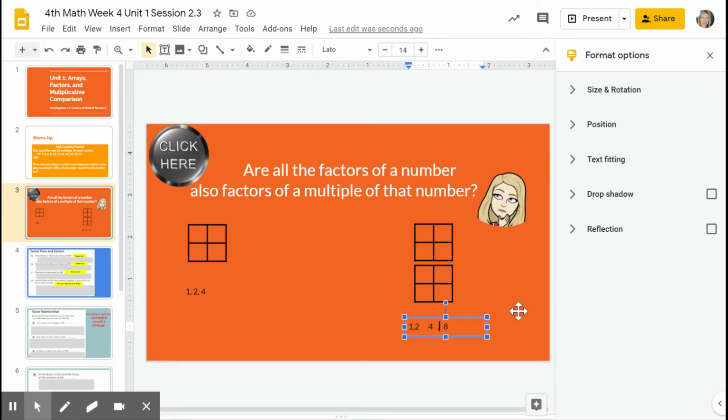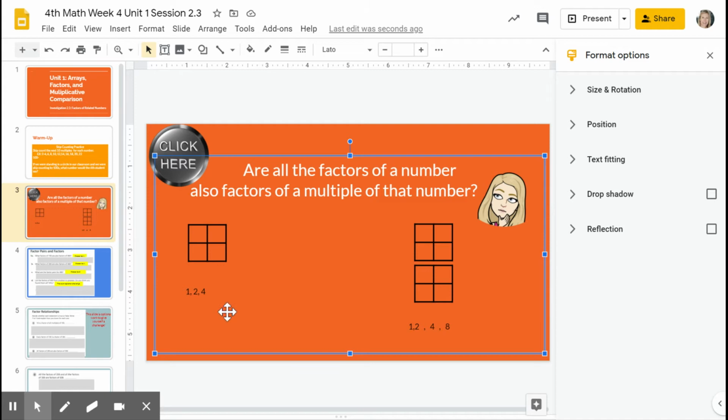So look at all of the factors of 8. Oops, I skipped a comma right there. Look at all of the factors of 8. 1, 2, 4, and 8. And here are the factors of 4, 1, 2, and 4. Now let's look at the question again. Are all the factors of a number also factors of a multiple of that number? So are these factors also factors of this number? 1, 2, 4, 1, 2, 4. Yes, they are. They are factors of a multiple of that number.